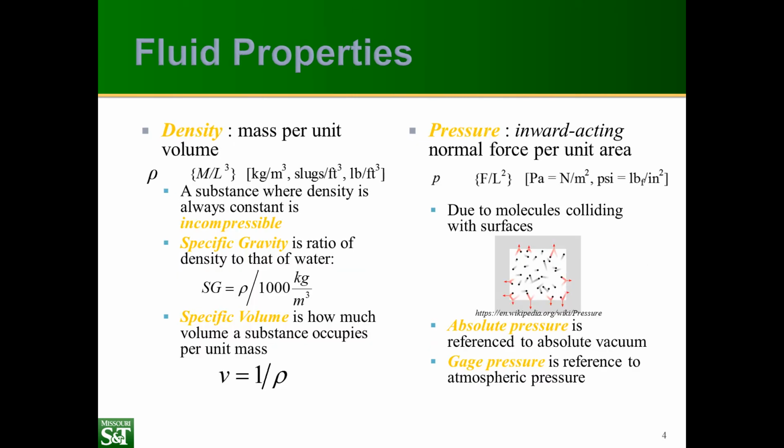Now, there's a lot of different fluid properties. Density, of course, measures how much mass there is of a substance per unit volume. For instance, the density of water at 4 degrees Celsius is 1,000 kilograms per cubic meter. Now the density can vary a lot with temperature. However, in liquids it does not vary much with pressure. It does, however, vary with pressure in gases.